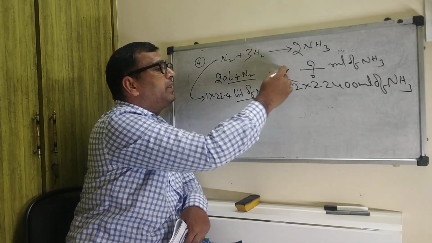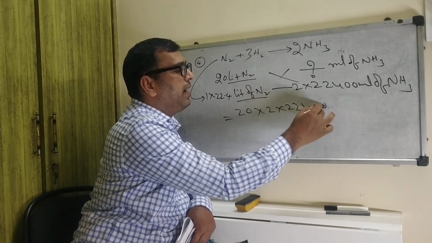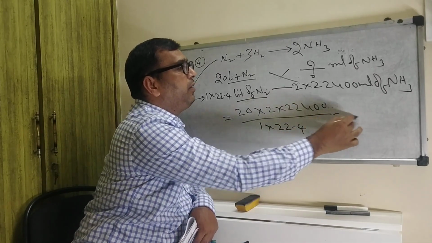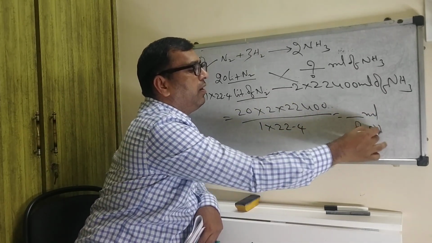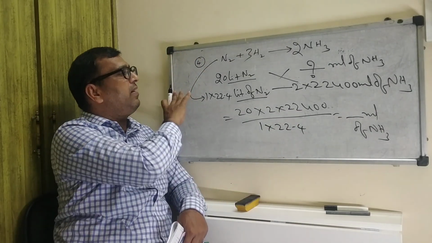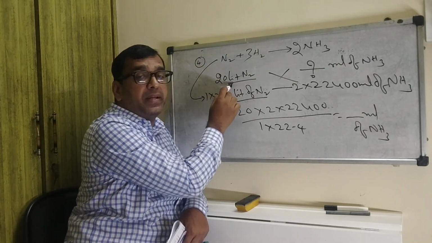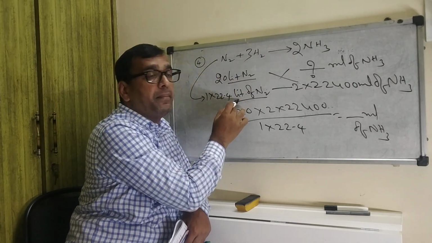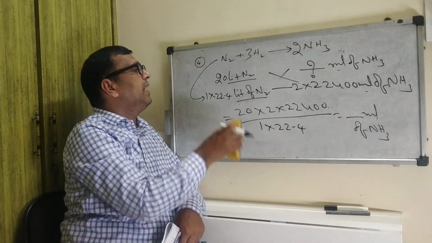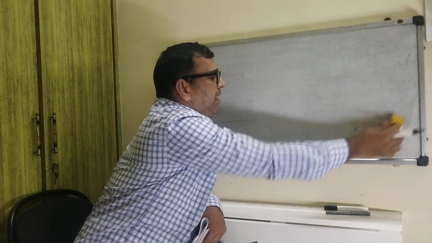So here this much contains so much. You will get 20 into 2 into 22,400 ml divided by 1 into 22.4 liters. Then you will get the answer in ml of ammonia. So like this, you have to take the relation. If the given information is in ml, you have to take ml. If it is in liters, you take liters. If it is in ml, you take ml. At standard temperature and pressure, any gas occupies the same volume.